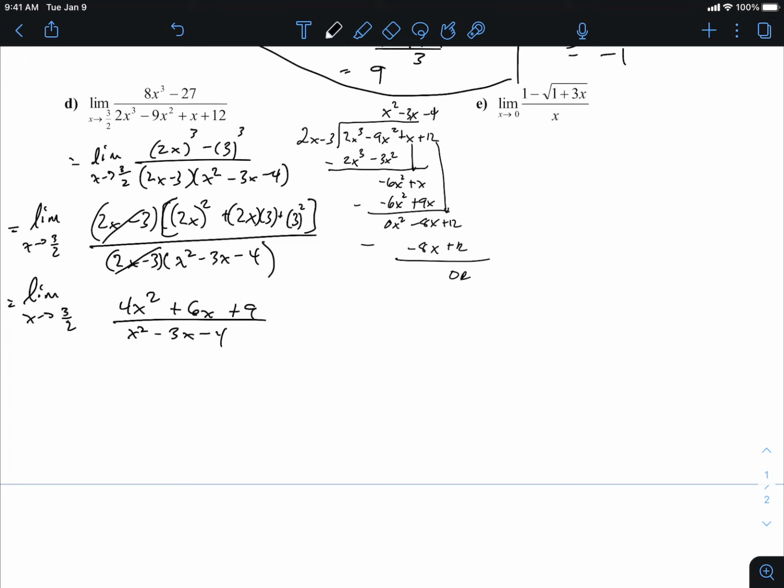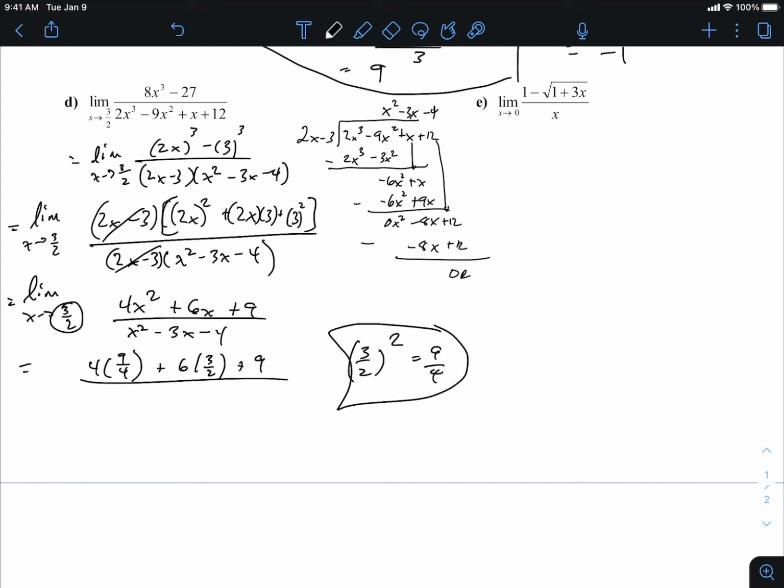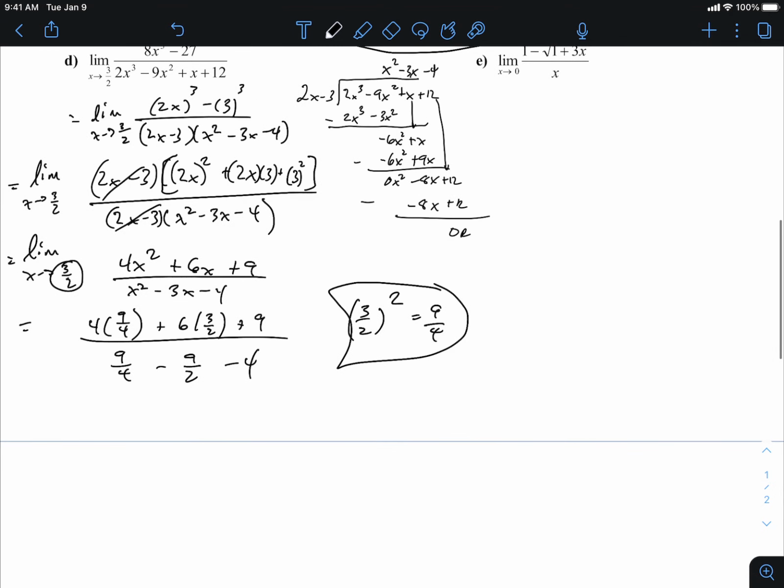Now we can try and evaluate this limit, and I'm going to go 4 times 9 over 4. If I were to evaluate this, 3 over 2 squared would be 9 over 4. That's where that would come from. And then we can go plus 6 times 3 over 2 plus 9 over, same thing in the bottom, 9 over 4 minus 9 over 2 minus 4. Then in the numerator, the 4 would cancel with the 4, and you'd be left with 9 there.